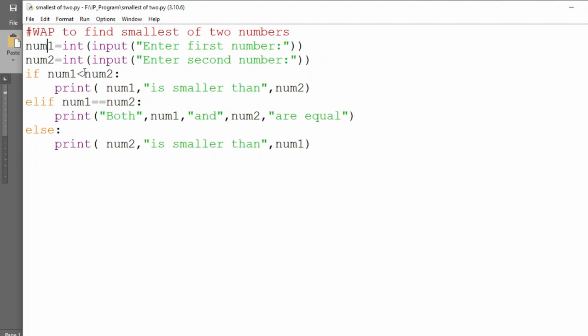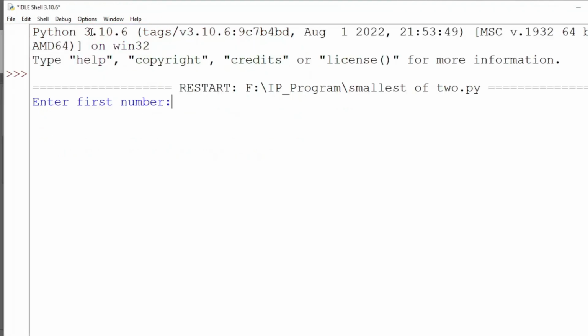Now I am comparing if num1 is less than num2, because we have to find out the smallest, right? So what I do, this value number 1, then the message is smaller than the value of the second number, right? If both are equal, if num1 double equal to num2, I can print that both num1 and num2 are equal. Otherwise num2 is going to be smaller. Okay, so let's run this program.